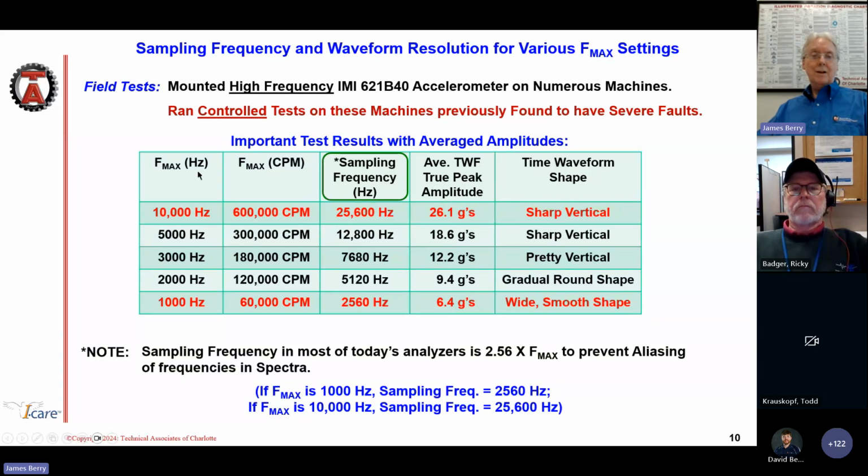Here's the F max, and let's say it's 10,000 hertz. 10,000 times 2.56. Remember that guy? 10,000 times 2.56. The sampling frequency is 25,600 hertz. And right now, you're probably wondering what he is talking about. It's going to make a little sense as we go a little further. Just right now, that's the sampling frequency and how it's calculated. That's all we need to know at this point.